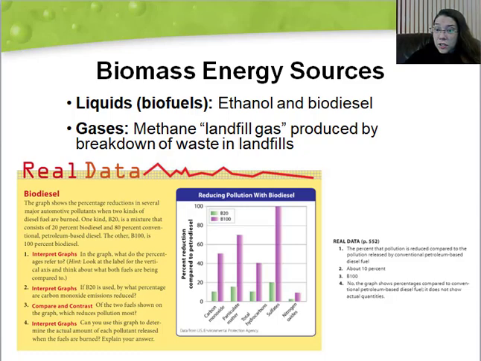So, compared to petrodiesel, we would look at the carbon dioxide of the green B20 fuel, and we see that it is at 10%. Number three, compare and contrast. Of the two fuels shown on the graph, which reduces pollution most?